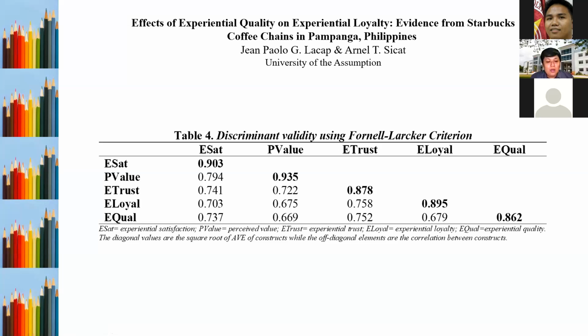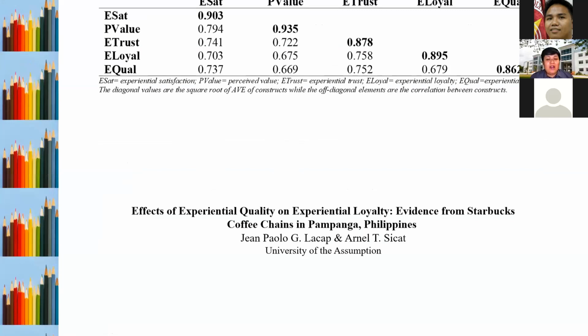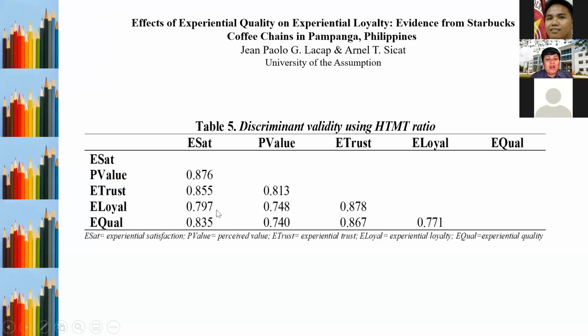Again, that is how we identify discriminant validity using Fornell-Larcker and using software. Then we also use the HTMT ratio. What's the requirement for HTMT? One of the requirements is a maximum of 0.9. You will see all the values in this table are less than 0.9, which means we have discriminant validity using HTMT. So that's how we measure.